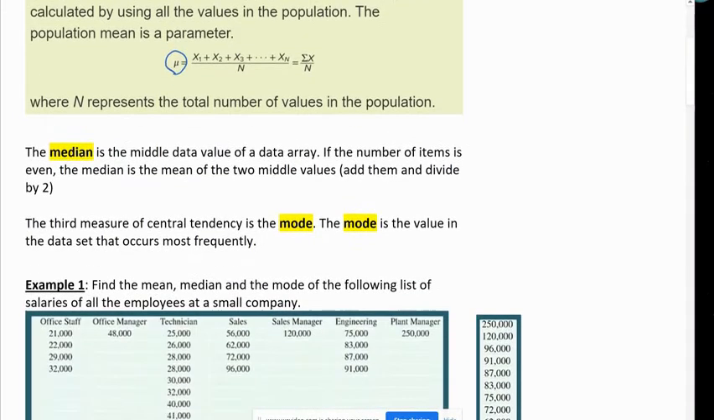A median is the middle number in a list of data. And so if you put all the values in order, and if there's an odd number, you just go to the middle one. If there's an even number of items, then you just average the two that are in the middle, add them and divide by 2. And then the third measure is the mode. The mode is the value in the data set that occurs most frequently.